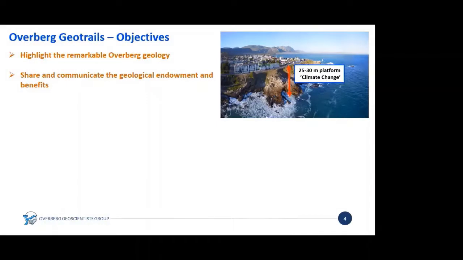The second part of our objective is really to share and communicate the geological endowment and benefits.